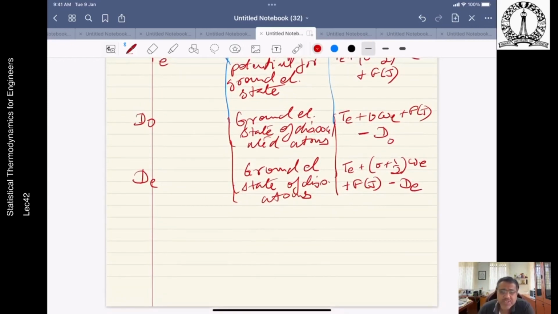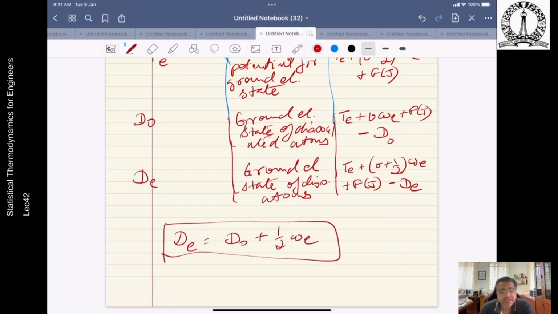The T naught option is most common and it is available in the JANAF tables and stuff like that. For an assembly containing a reactive mixture, the D naught formulation is mandatory. The D naught and De are related: De equals D naught plus half omega E. This is the relation, valid for the harmonic oscillator model.